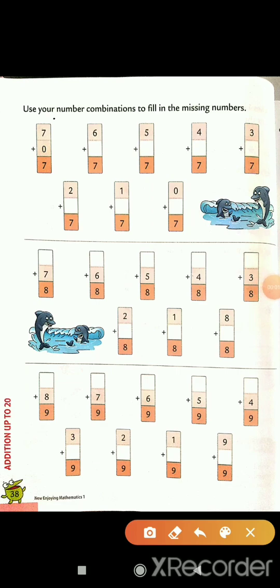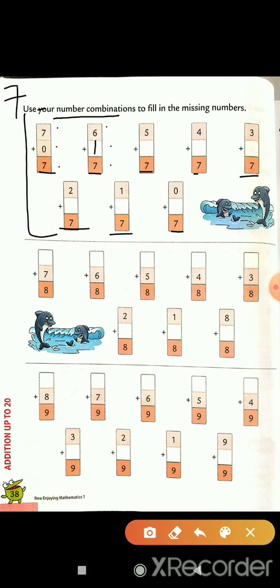So now we have to use number combinations to fill in the missing numbers. Let us start. Here all the answers are 7, right? So these all are the combinations of 7. 7 plus 0 is equals to 7. Then 6 plus dash is equals to 7. 6 plus 1 is equals to 7. So you need to write 1 here. Likewise, you have to fill all the missing numbers, which are the combinations of 7.